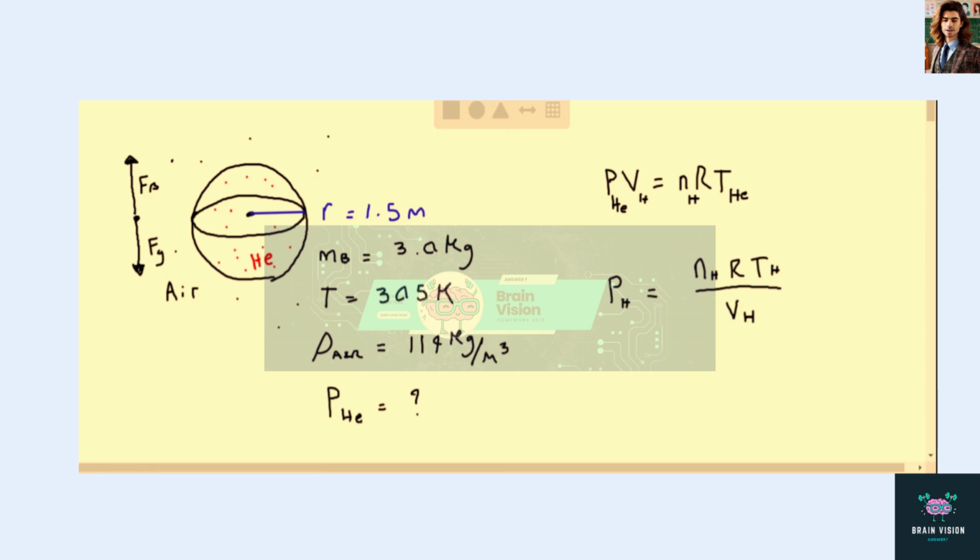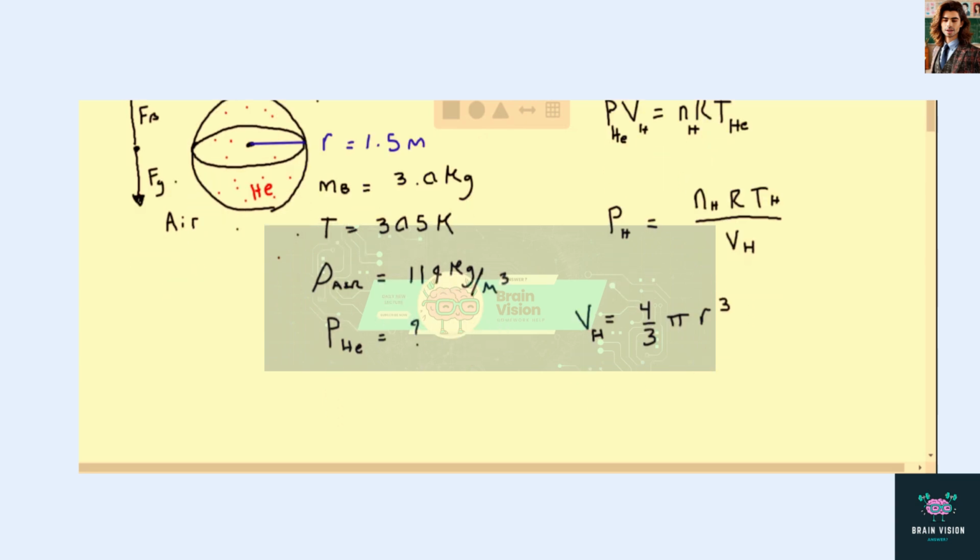Okay, so what can we figure out right off the bat? Well, the volume of the balloon we can figure out because we know the radius of the balloon is 1.5 meters and it's a spherical balloon. So if you recall from geometry, the volume of a sphere is 4/3 times pi times the radius cubed. So we know our volume. Okay, so that settles that. The temperature of the balloon we sure know, and the number of moles of helium in our balloon is an unknown for us.